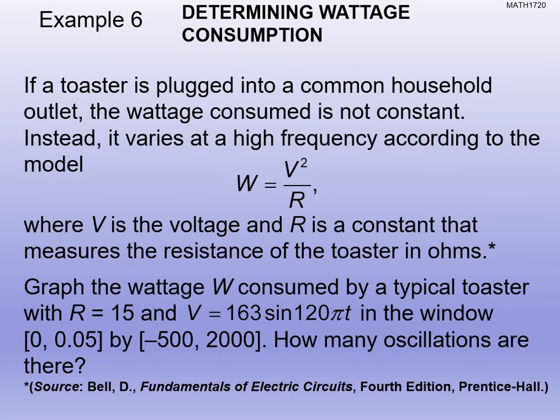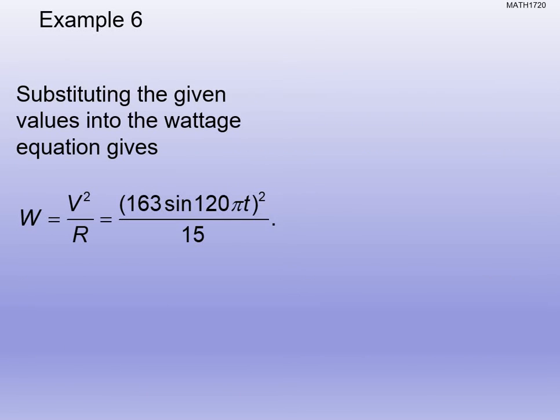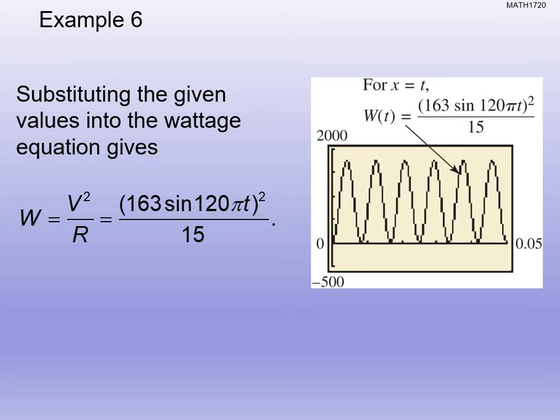We want to calculate the oscillations. When we substitute this into the equation here, you can just hit y equals on your calculator and plug in the voltage equation. Don't forget to square it. The voltage is 163 sine of 120 pi t, but it's voltage squared to get power. When you're plugging this into your calculator, remember you can't use t, you need to use x, and then divide by 15.